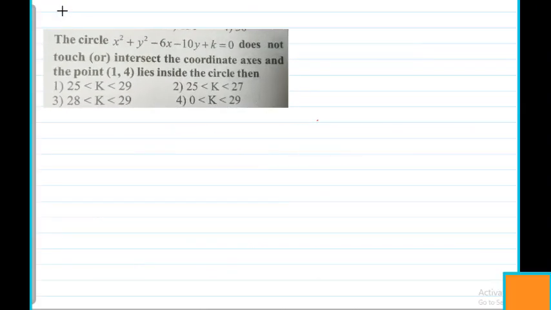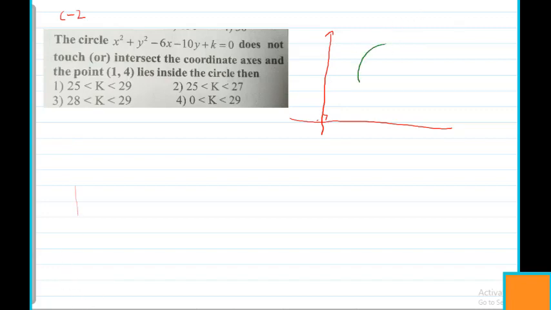Okay students, this is the second problem, I can write it as C2. Observe here: the circle x squared plus y squared minus 6x minus 10y plus k equals 0 does not touch or intersect the coordinate axes. See here, the center is (3, 5). Here is a rough diagram of the circle. One of these is the x-axis and another is the y-axis.